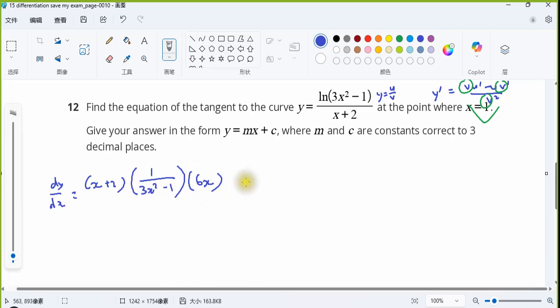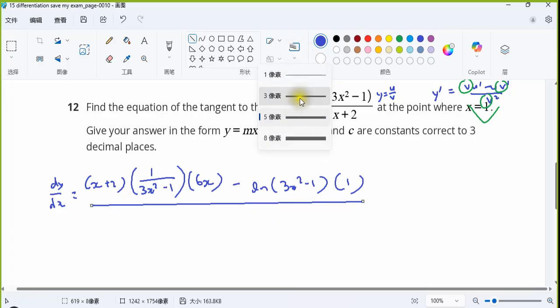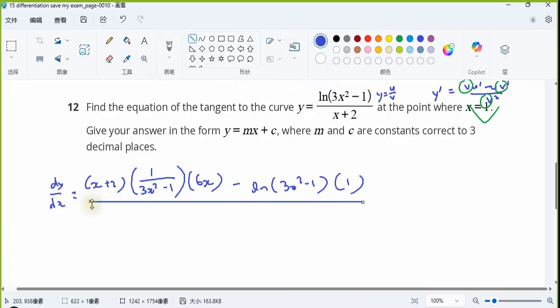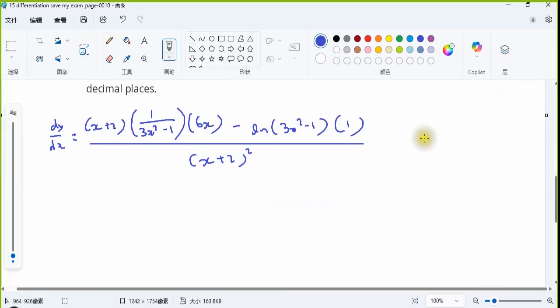minus the ln(3x squared minus 1) times 1, over the (x plus 2) squared. Okay, so we do not need to simplify this one.